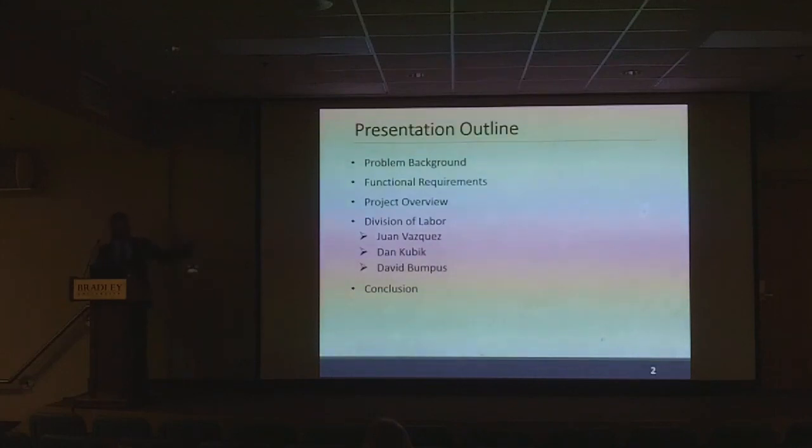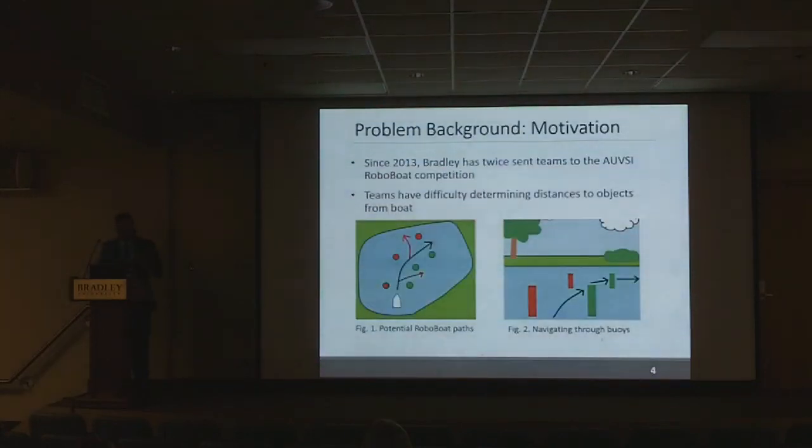So here's a brief overview of what we're going to discuss during the presentation. The first area that I want to focus on is the background of the problem. Since 2013, Bradley's competed in an international roboboat competition. What this competition requires is that teams design an autonomous boat that must perform a variety of tasks. What this essentially means is when the boat is placed in the water, it must not be interfered with by teams. It must be able to make decisions without any interference.